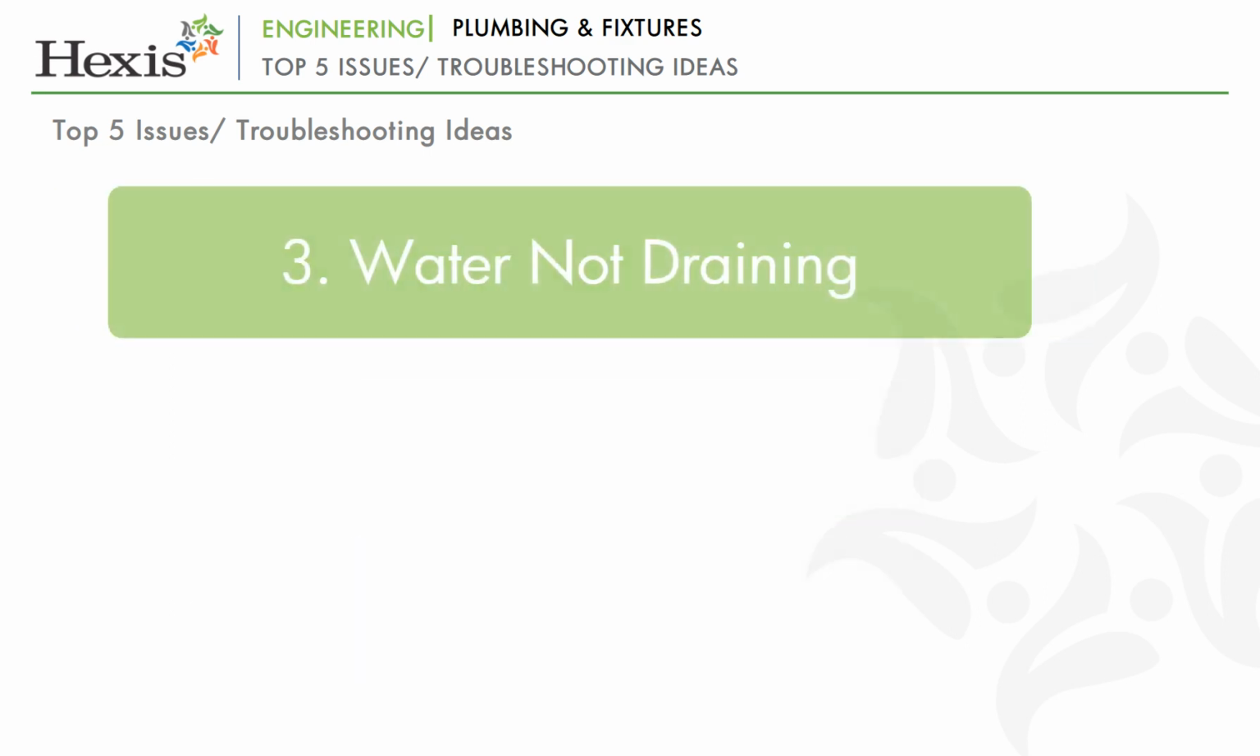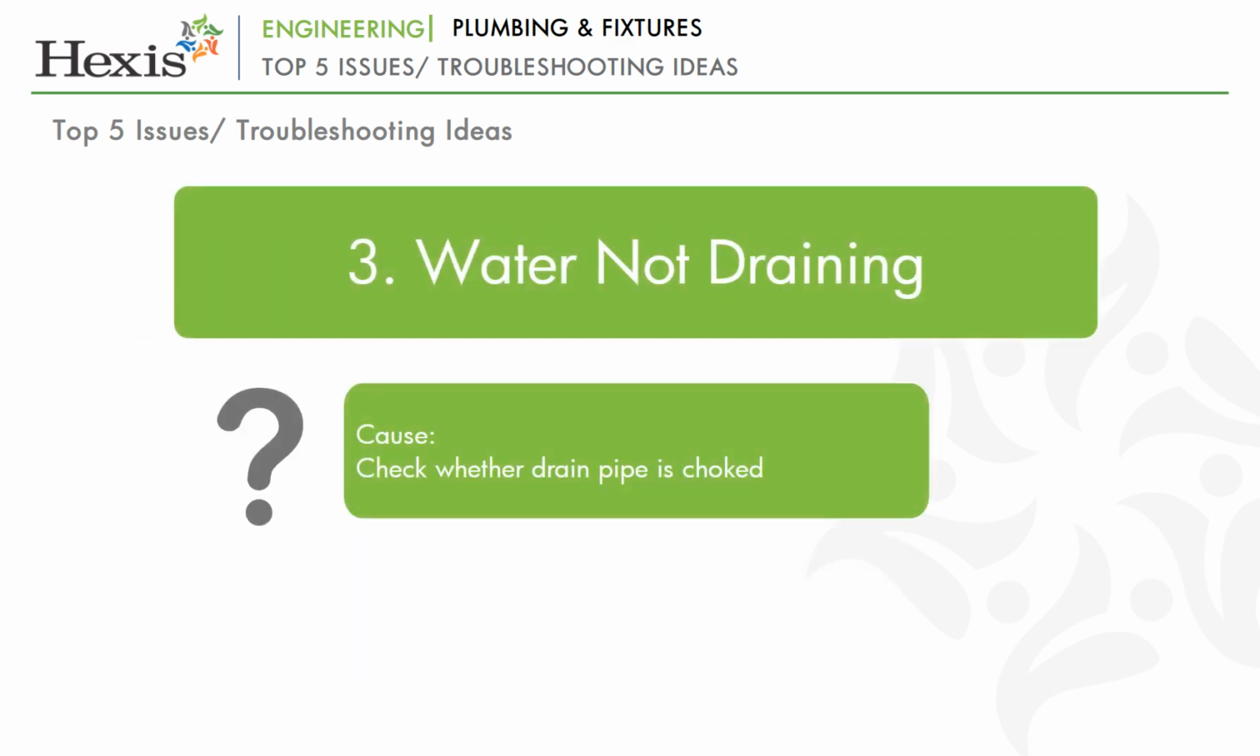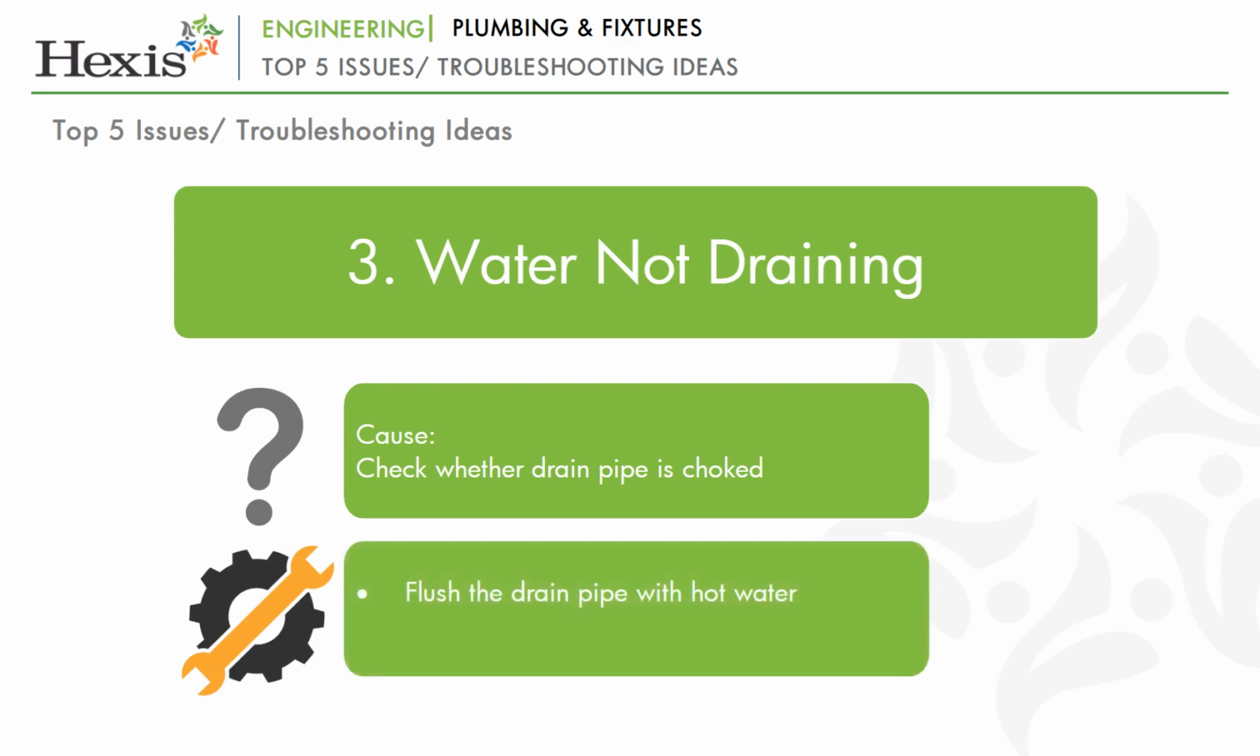Third, water not draining. This occurs normally because the trap or drain pipe is choked. Troubleshooting. Flush the drain with very hot water. If the material clogging the drain is a residue of grease or grease-like waste, the hot water may dissolve it sufficiently to flush enough of it out of the pipes to restore your flow.